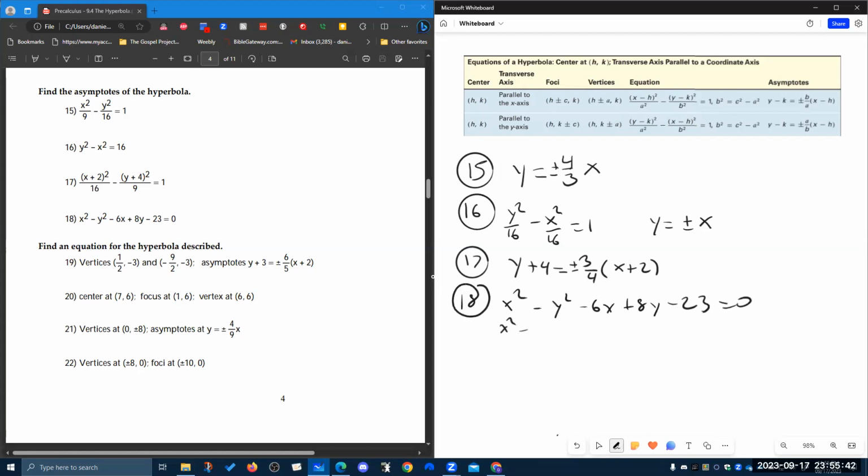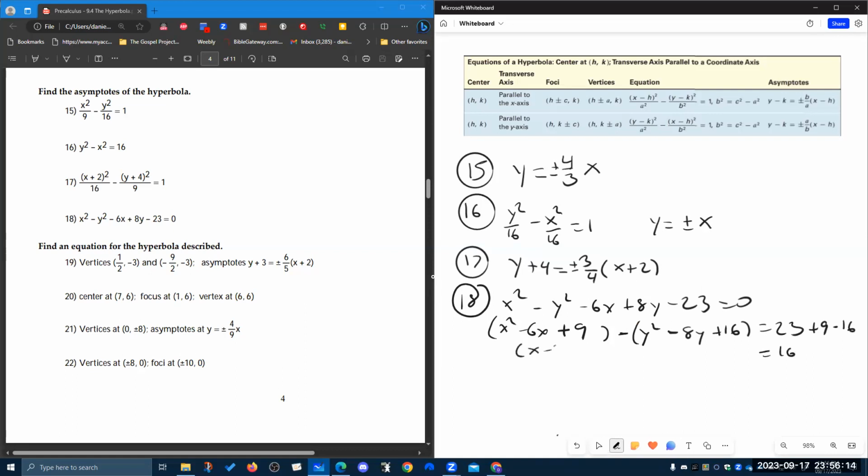So x squared minus 6x. Then pull that negative out there. Y squared minus 8y. This is going to be equal to 23. Half of negative 6 is negative 3, and negative 3 squared is positive 9. Half of negative 8 is negative 4. Negative 4 squared is 16. We multiply that 16 by a negative 1, we get a negative 16. 32 minus 16 is 16.